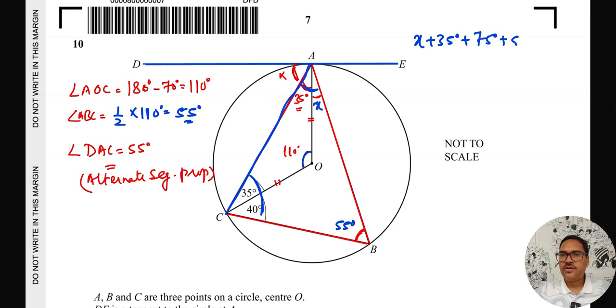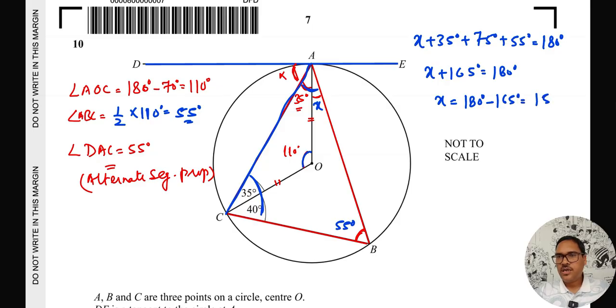And what is this angle? This is 55. The sum should be equal to 180 degrees. Correct. So X plus 165 equals 180 degrees. So what is X? This is equal to 180 degrees minus 165, which is 15 degrees. So angle OAB is 15 degrees. That is the answer for this question, right?